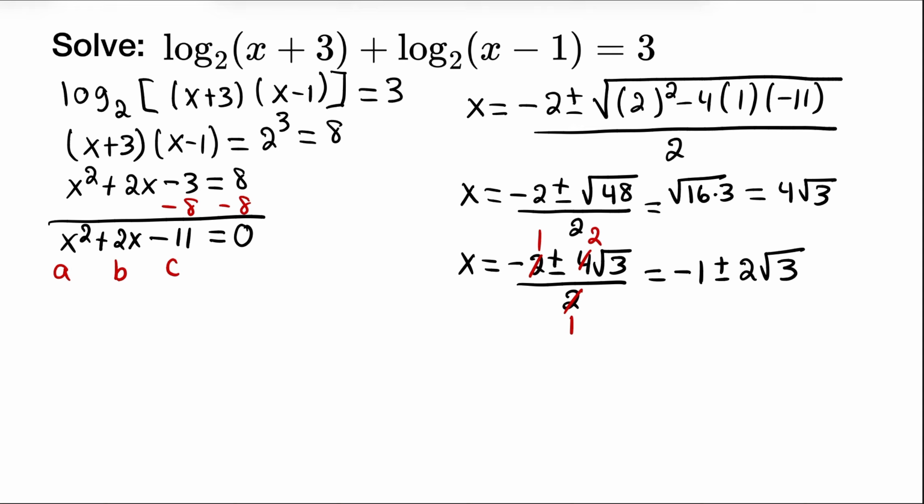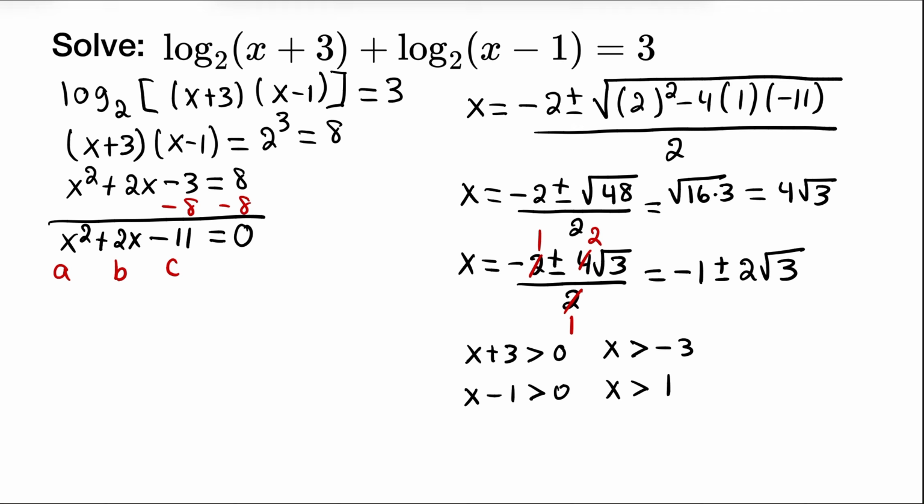Okay, and so the expressions inside the logs must be positive, so it's very important that you check the domain. That's actually really crucial for logs. So we have x plus 3, so I'll write x plus 3 is greater than 0, and solve for x. x is greater than negative 3. And then we have x minus 1 is greater than 0. Solve for x. x is greater than positive 1. So whatever answer we choose, it has to be greater than 1.